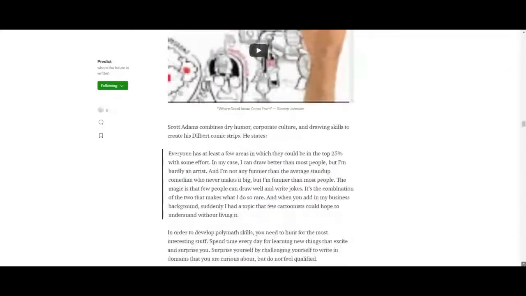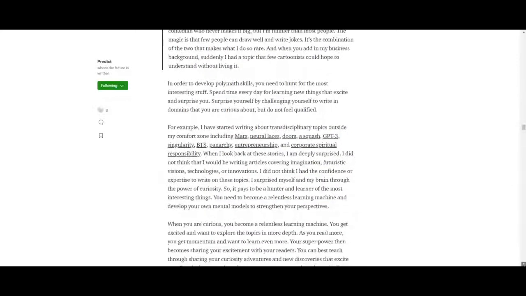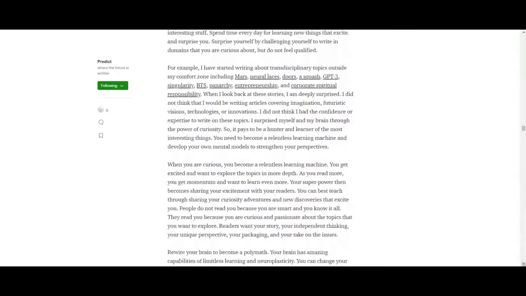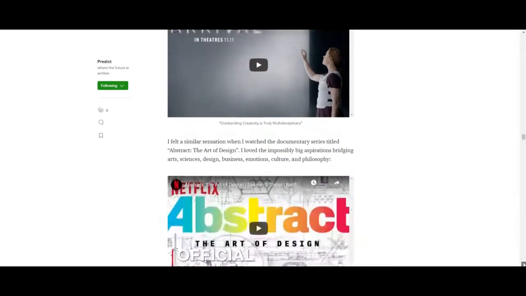So you need to combine unrelated things together, multidisciplines together. And I give a lot of examples on these. Arrival movie is a great example of this. It combines so many multidisciplinary perspectives from science fiction, linguistics, anthropology, and space.